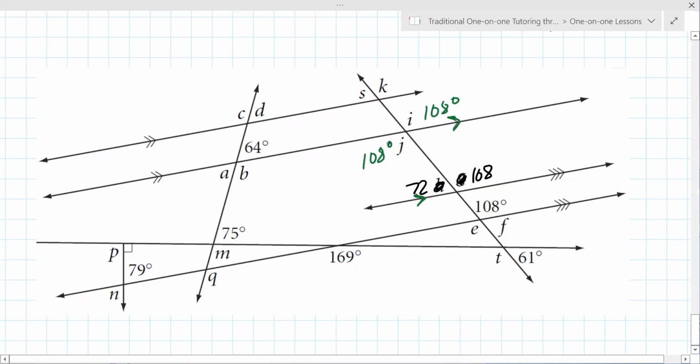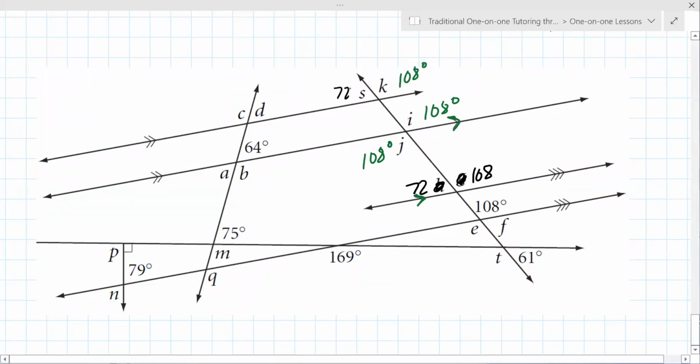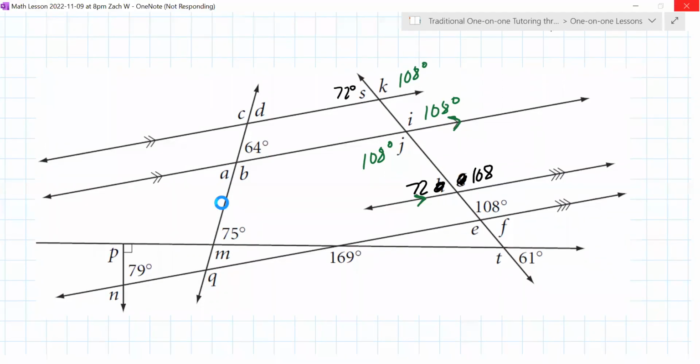Very good. Since we're here, let's do S and K. K is corresponding, 108. I agree. And then linear pair for S, 72. Very good. Okay, so we found K. Sometimes they skip a letter, like where's L? I don't know, but we can go to M. M is next.